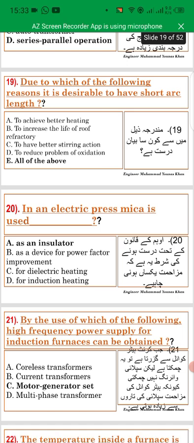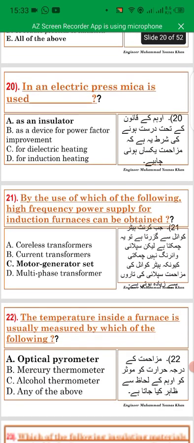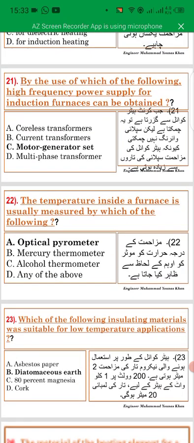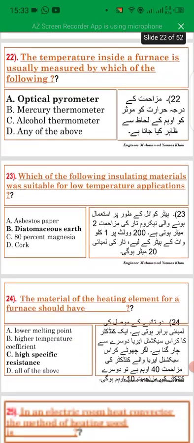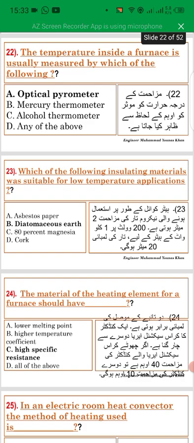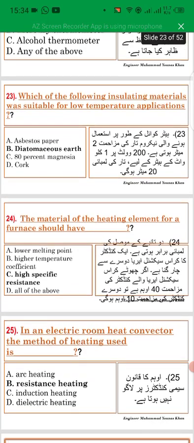Due to which of the following reasons is it desirable to have short arc? To achieve better heating, to increase the life of roof refractory, to have better stirring action, to reduce problem of oxidation. In an electric press, mica is used as an insulator. By the use of which of the following can high frequency power supply for induction furnaces be obtained? Motor generator set. The temperature inside a furnace is usually measured by which of the following? Optical pyrometer.